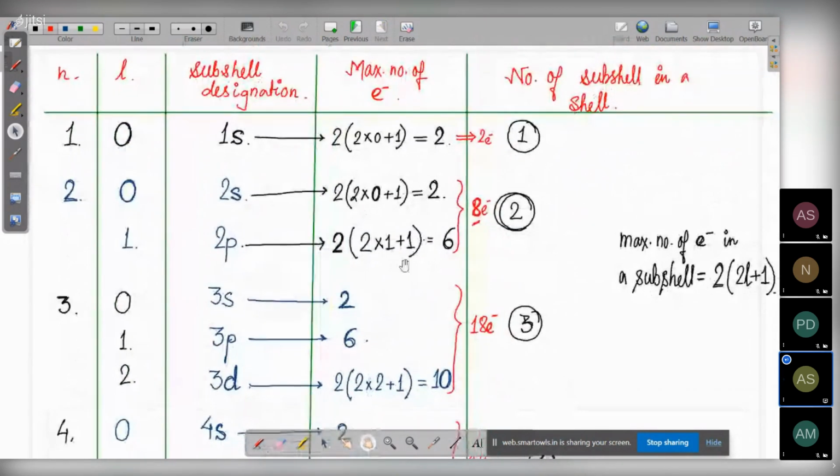So that's why this table is important for the sake of understanding how the shells and the subshells are designated, and how many electrons can be present in each of the subshells. So is it clear to every one of you?